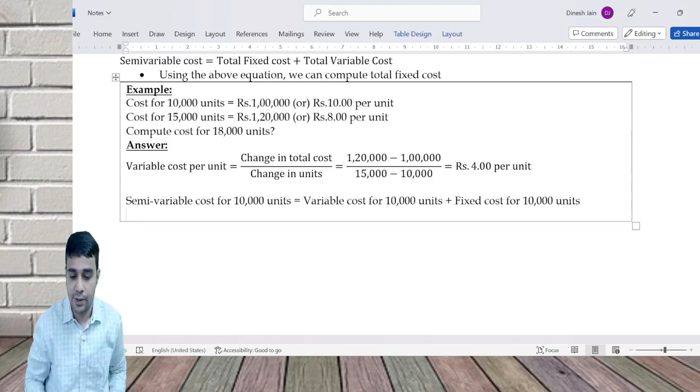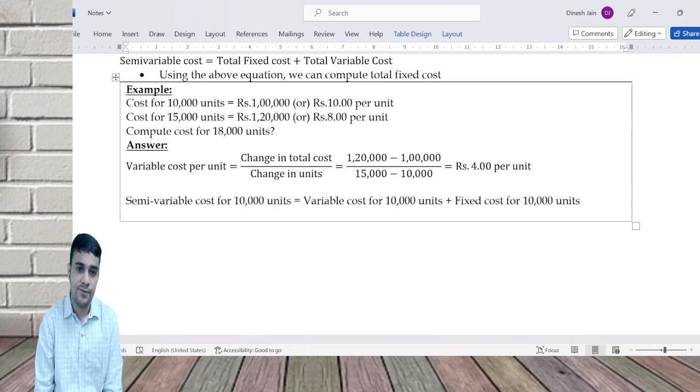Semi-variable cost for 10,000 units is equal to variable cost for 10,000 units plus fixed cost for 10,000 units. You can take even this for 15,000. You can do this calculation at 15,000. You can do this calculation at 10,000, any one level.